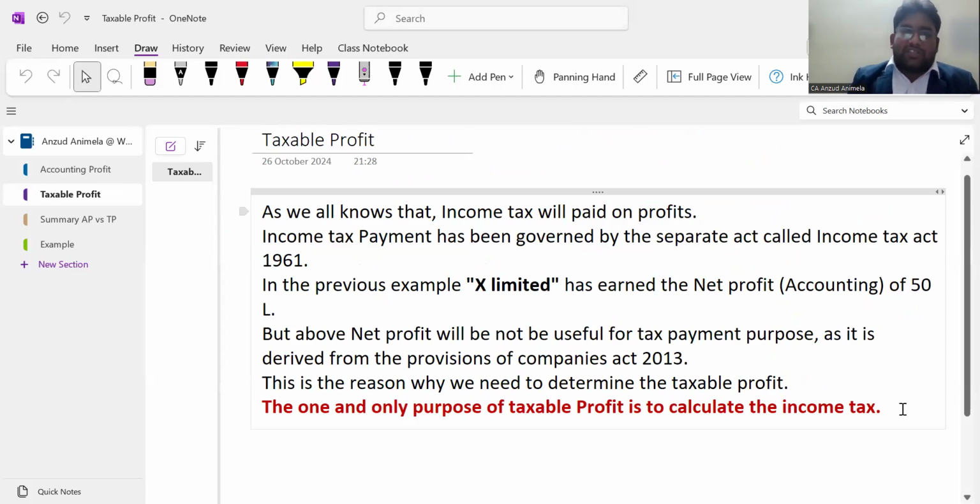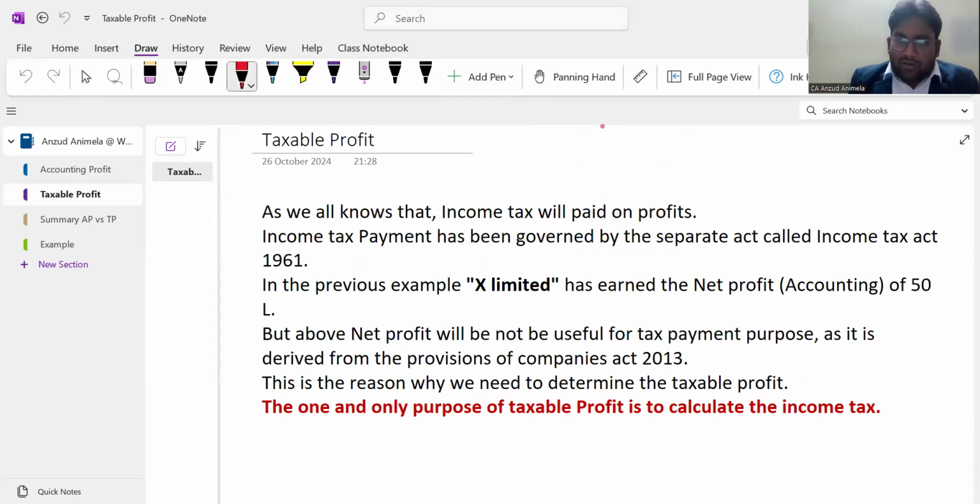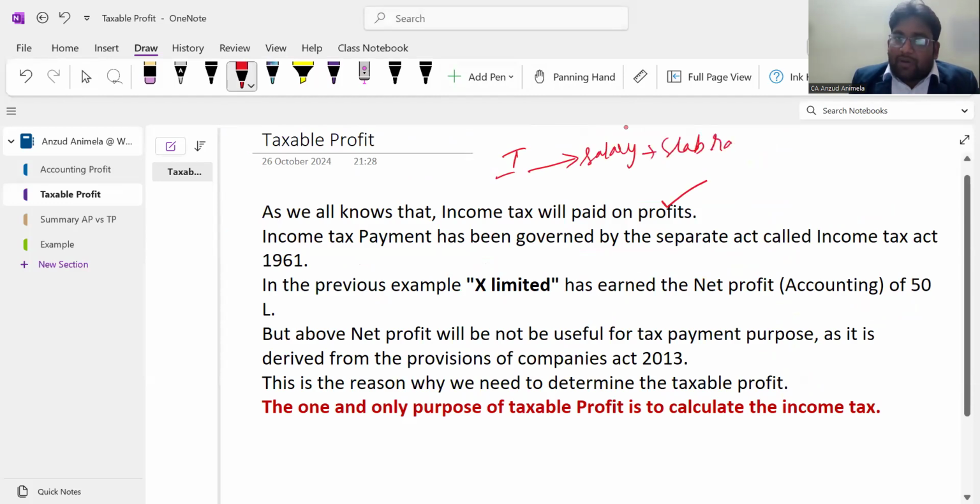As we all know, income tax will be paid on profits. For individuals, what will individuals like you and me do? When we go for a job, we get a salary. On the salary, we apply the slab rates.